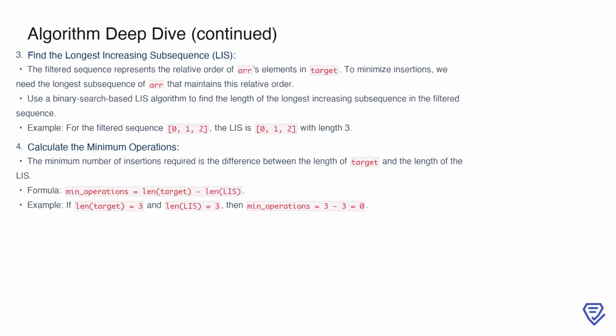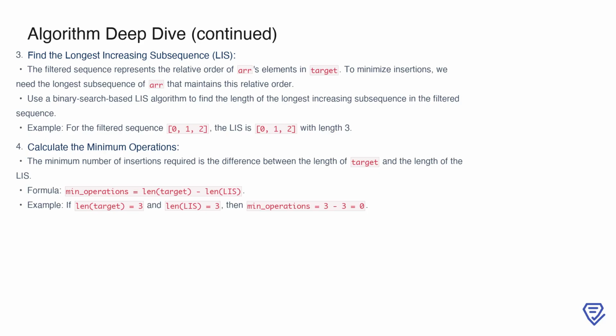Once we have the filtered sequence of indices, we move to the next step, finding the longest increasing subsequence, or LIS. This is crucial because the LIS represents the largest portion of ARR that already maintains the relative order defined by target. By maximizing this subsequence, we minimize the number of insertions required. We use a binary search-based LIS algorithm to efficiently find this subsequence. For example, if the filtered sequence is 0, 1, 2, the LIS is 0, 1, 2, which has a length of 3.